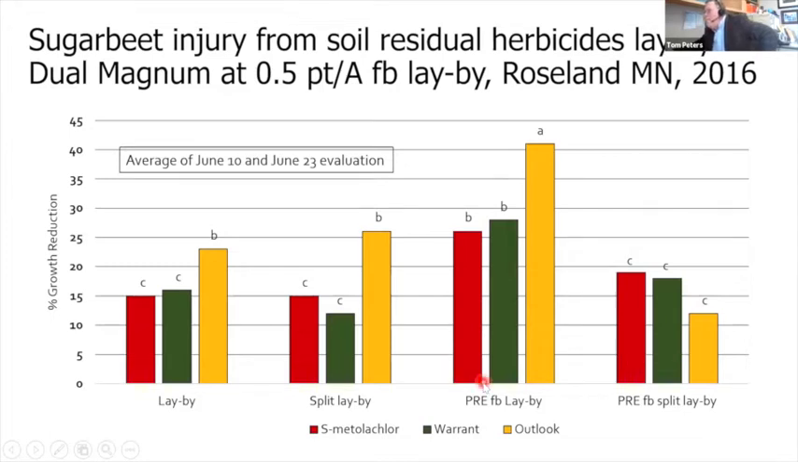So as you know, we like to use the pre-split lay-by program. And one of the reasons we've moved away from a single lay-by is because we've seen more sugar beet damage with that particular program. So splitting our herbicide, I think, improves weed control, but it also improves crop safety, especially when you're using a pre-emergence herbicide.